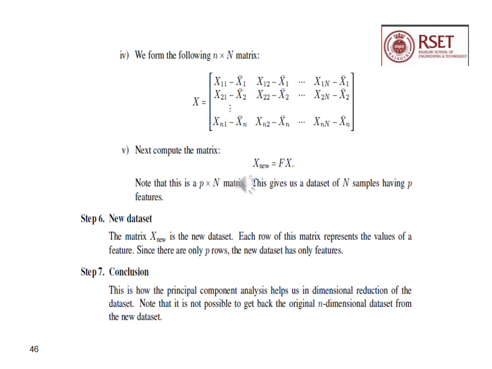Next, compute the matrix X new, which is equal to F of X. This gives us a data set of n samples having p features. The matrix X new is the new data set, and each row of this matrix represents the value of a feature. So the conclusion is, this is how principal component analysis helps us in dimensionality reduction of the data set. Note that it is not possible to get back the original n-dimensional data set from the new data set.